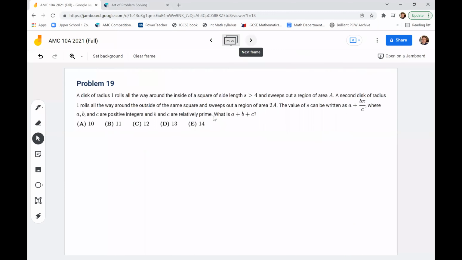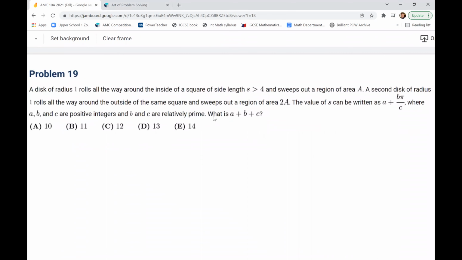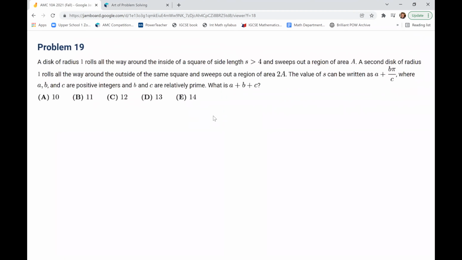Number 19. Yes, I remember this one. I remember I kind of misinterpreted it at first, but it's not really that bad. So a disk of radius 1 rolls all the way around the inside of a square of side length greater than 4 and sweeps out a region of area A. A second disk of radius 1 rolls all the way around the outside of the same square and sweeps out a region of area 2A.